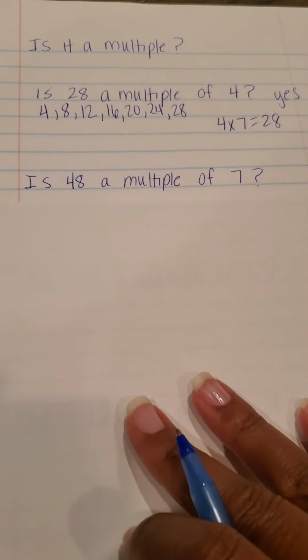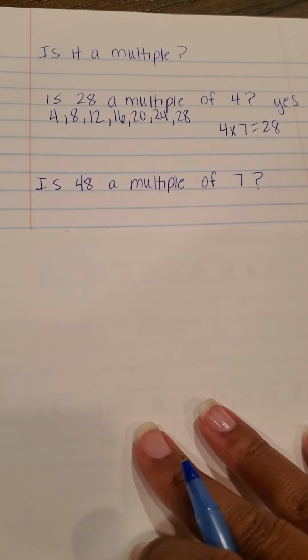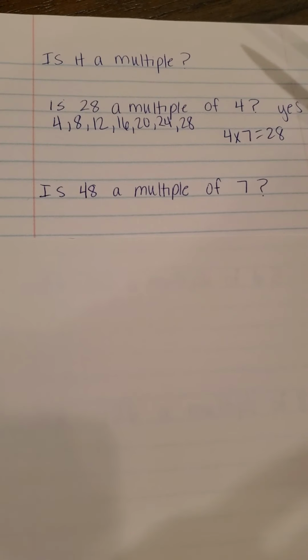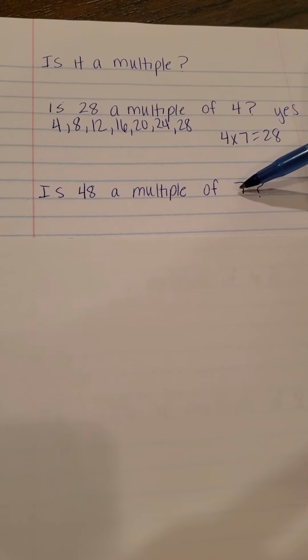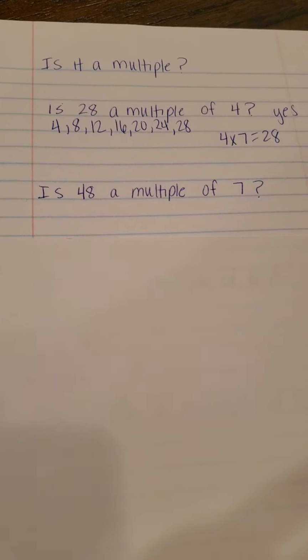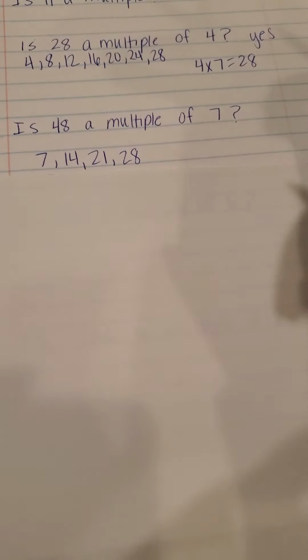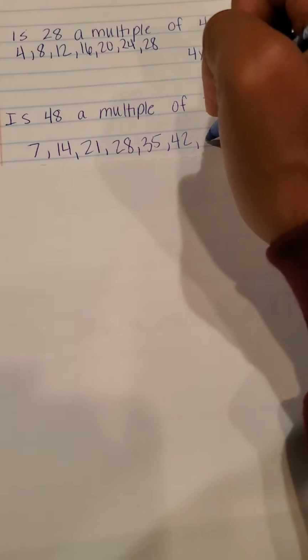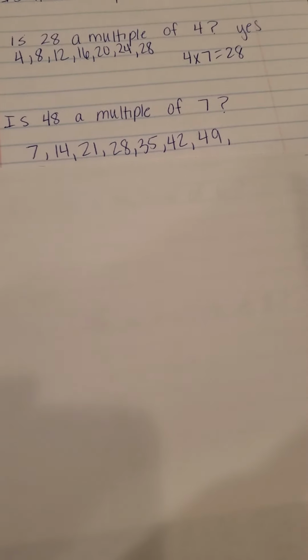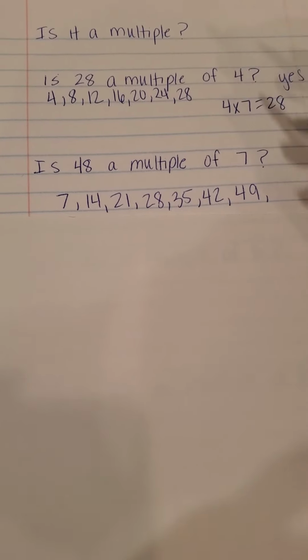Let's look at the next one. Is 48 a multiple of 7? So you're asking yourself, if I skip count by 7s and list the multiples, is 48 one of the multiples? Well, let's see. 7, 14, 21, 28, 35, 42, 49. Well, it goes over it. So the answer to this one is no.